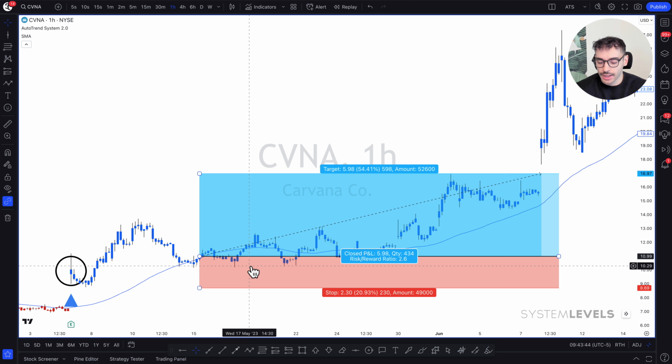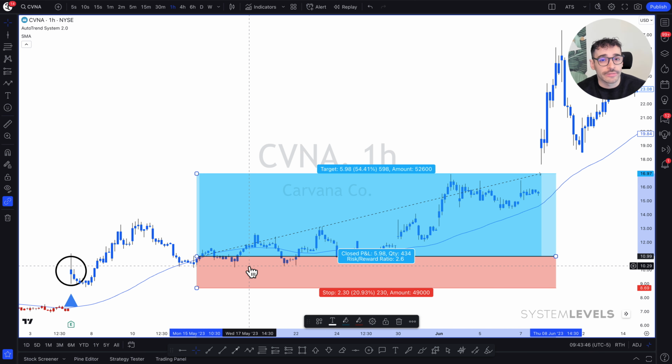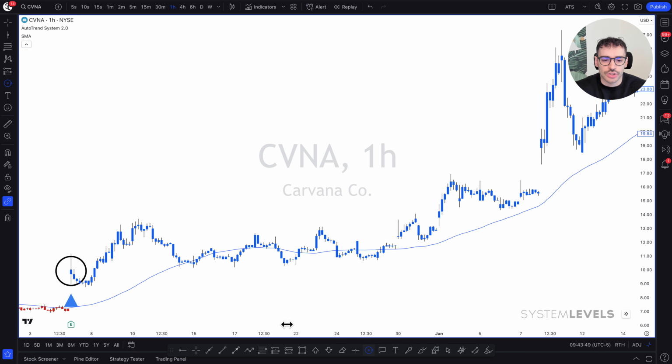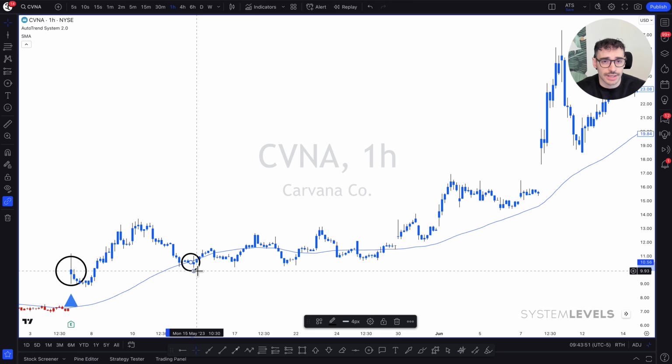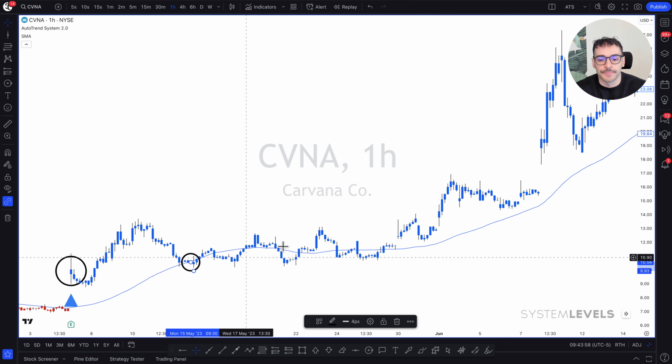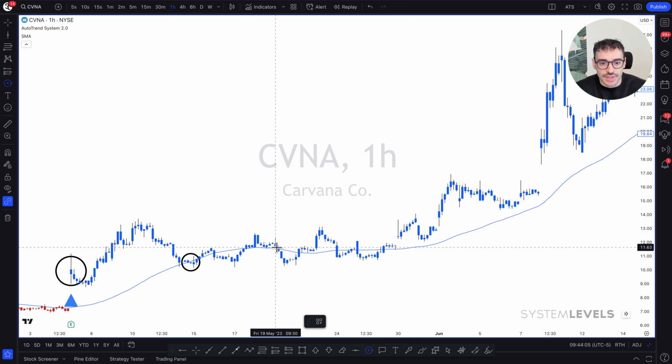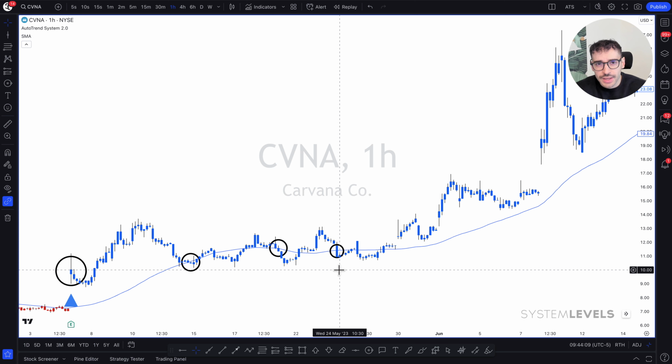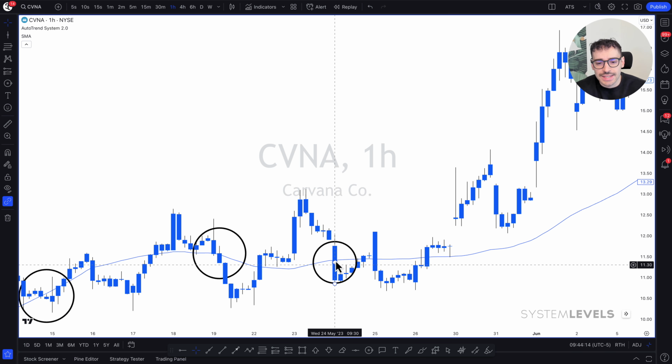That's one way. Now, it doesn't have to be the very first pullback. Let's say that you also missed this trade here, but you still want to participate in this uptrend because you can see that it's quite strong, right? You can still do that. You can simply wait for a future pullback, and this can happen, let's say here, or here. The important thing is to not enter just as price is hitting the moving average.